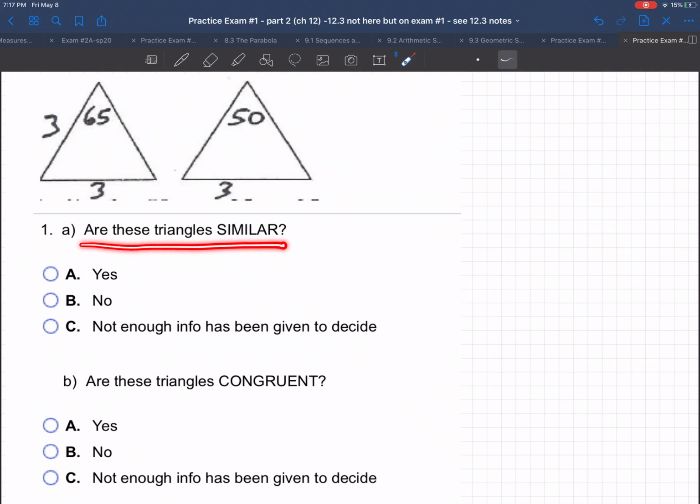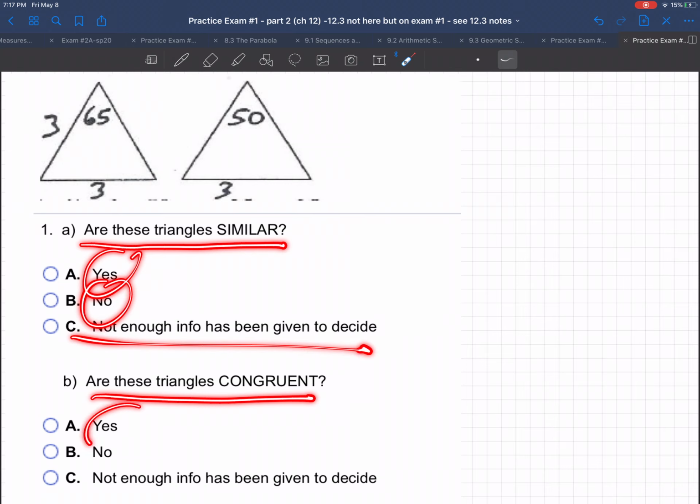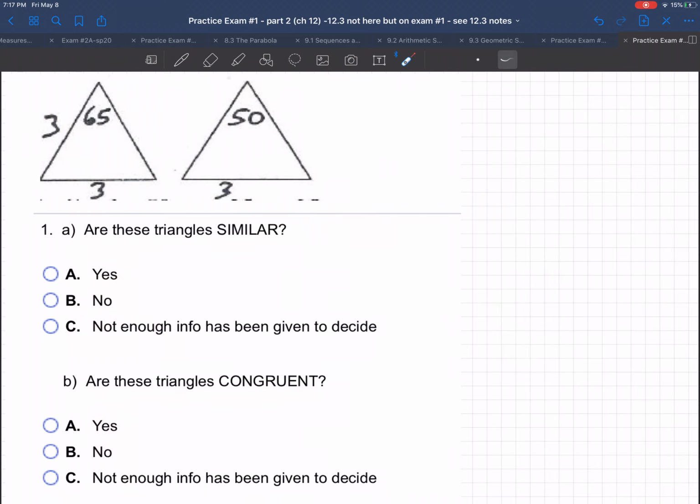Are these triangles similar? Are these triangles congruent? Yes, no, not enough information. Yes, no, not enough information. Okay, so how do we do these? These are important questions.